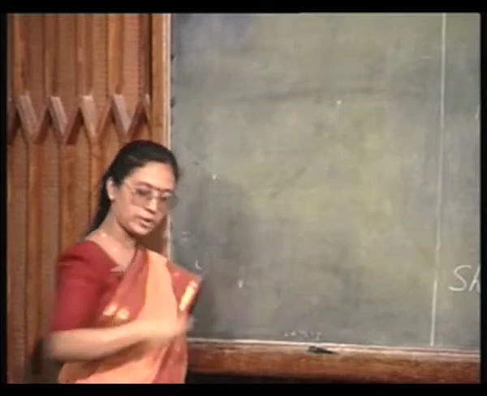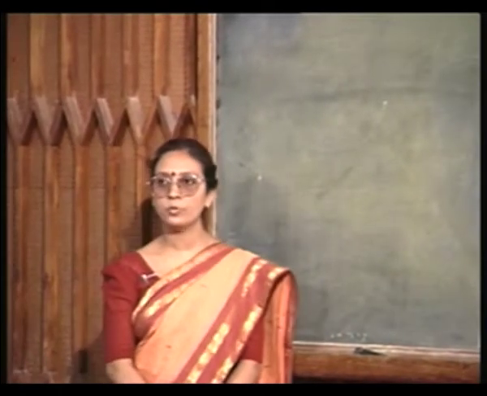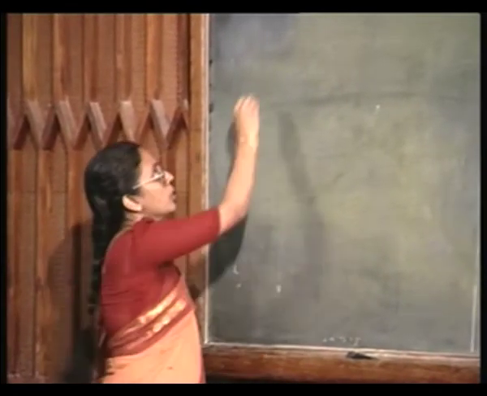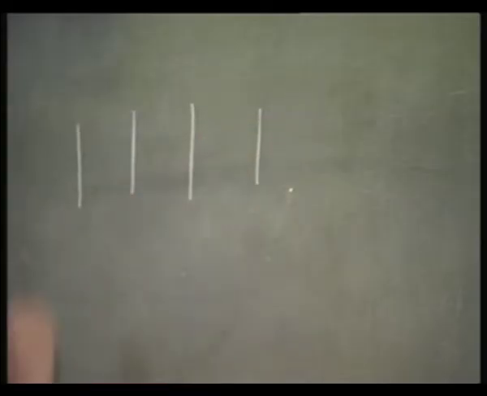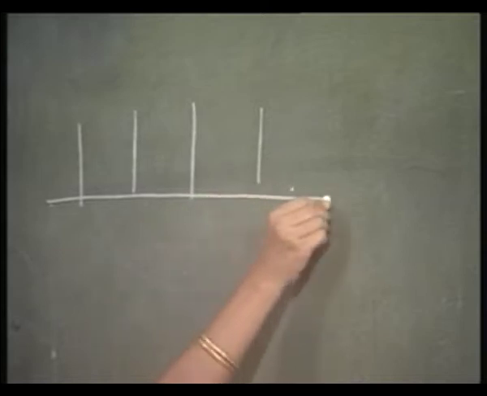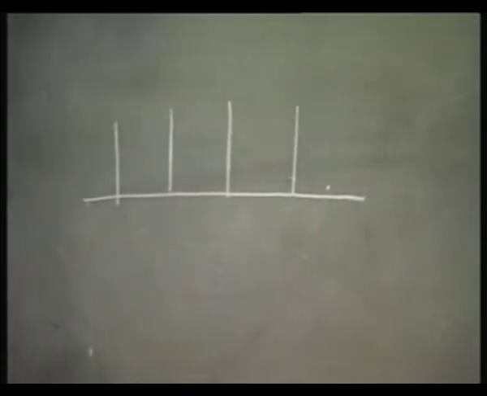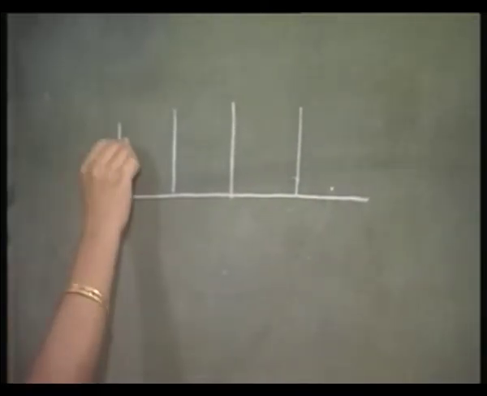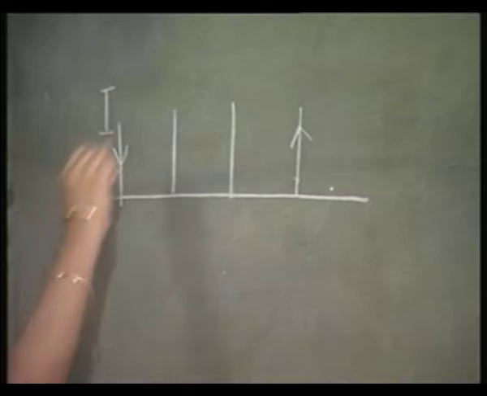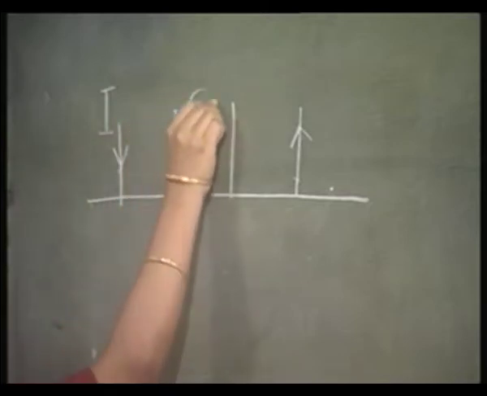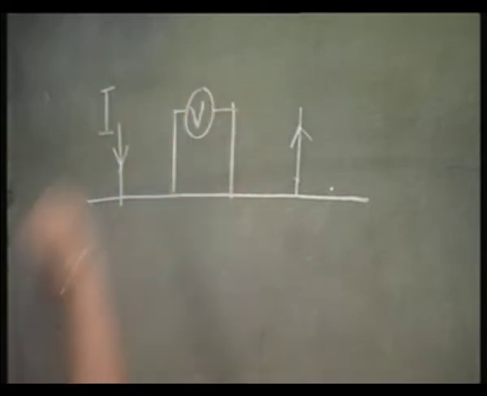It is exactly what the name suggests. It is a probe with 4 points. You have 4 points placed on the surface. The outer 2 points are for current, current going in and current going out, okay? And the inner 2 points are for measuring the voltage.